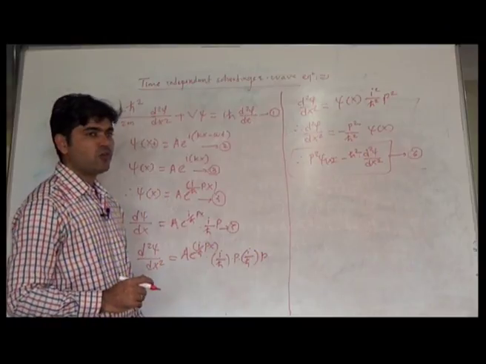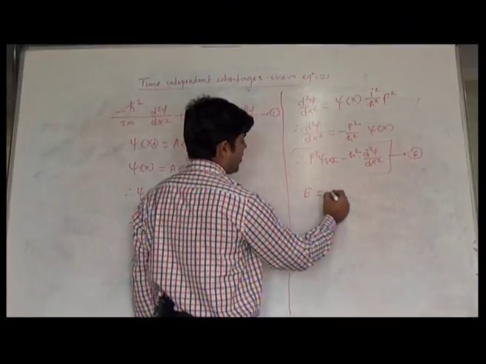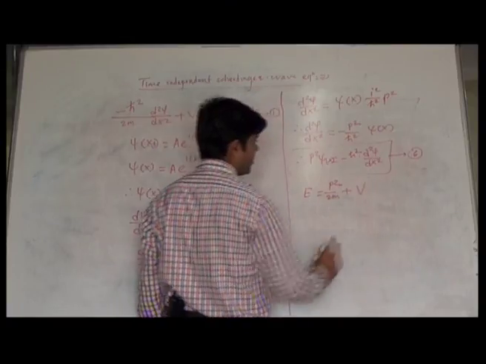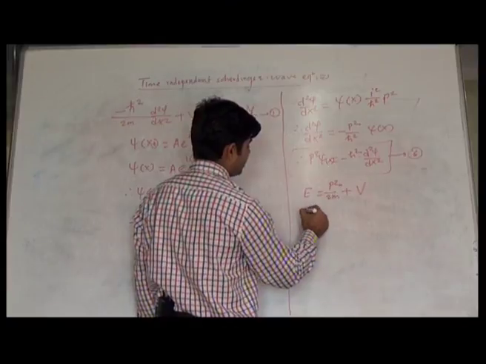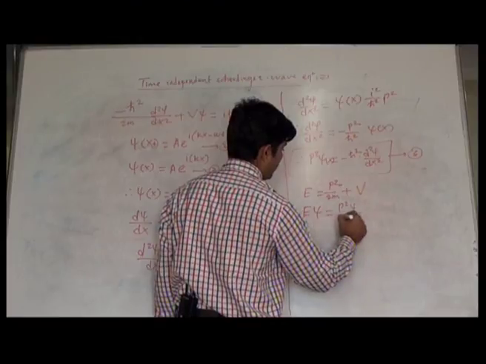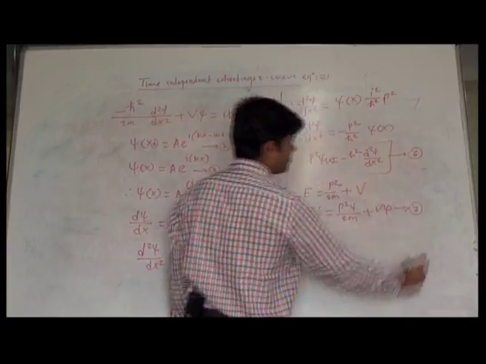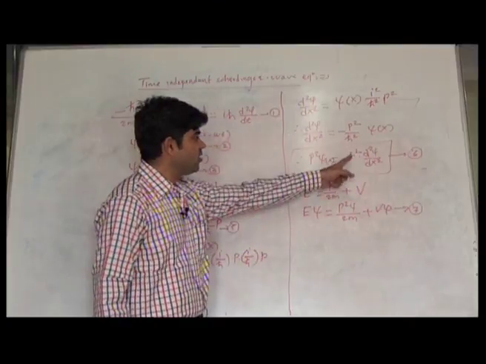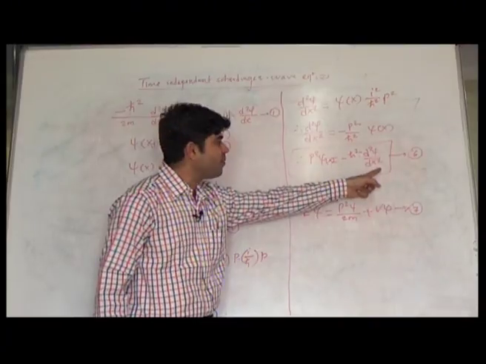Now as per the total energy relation, E is equal to kinetic energy p square upon twice m plus potential energy. Multiplying both sides of this equation with psi, E psi is equal to p square psi upon 2m plus V psi. Equation number 7. In equation number 7, p square psi is equal to, as per our previous derivation, minus h cross square d square psi upon dx square.